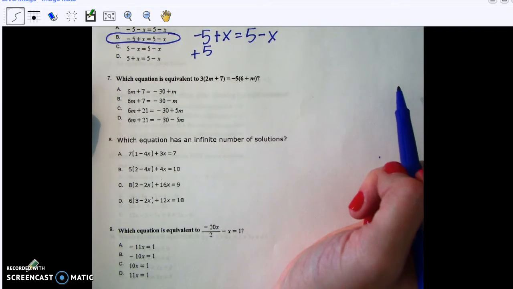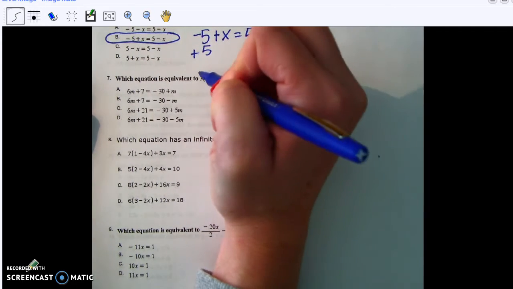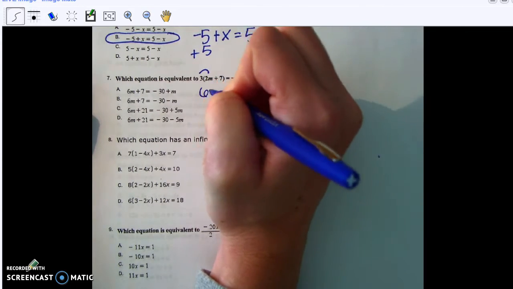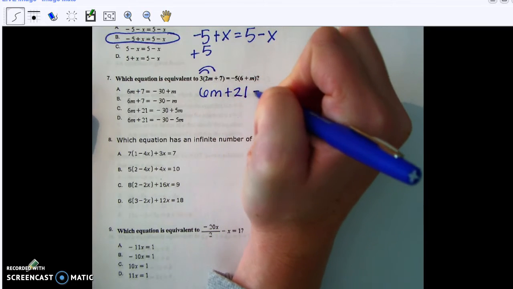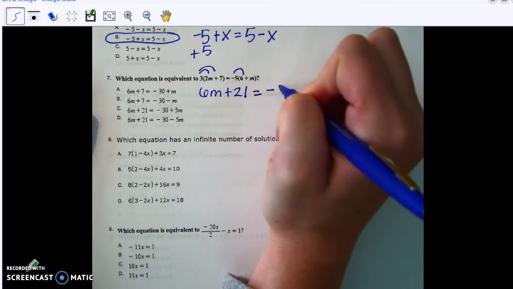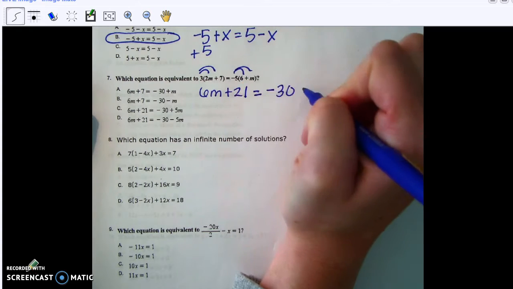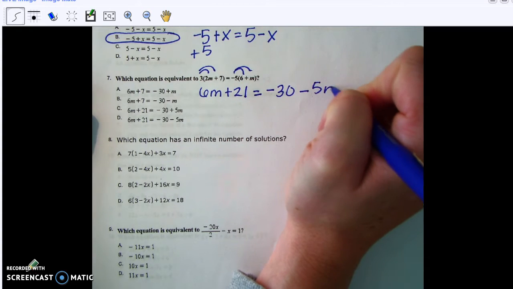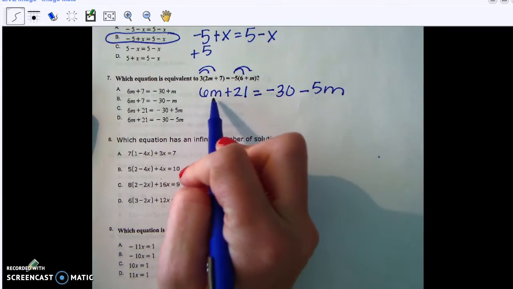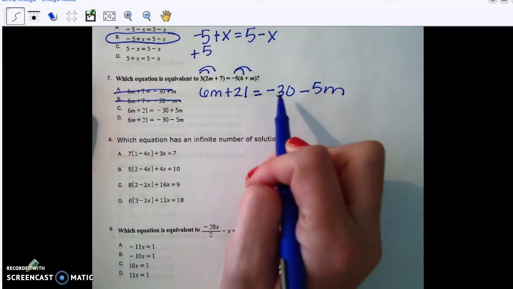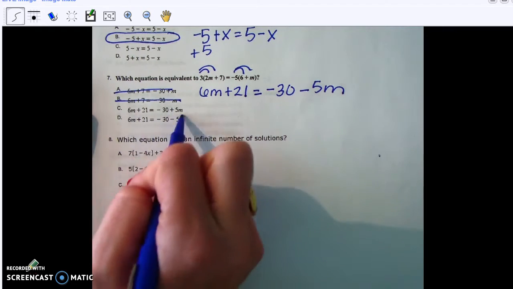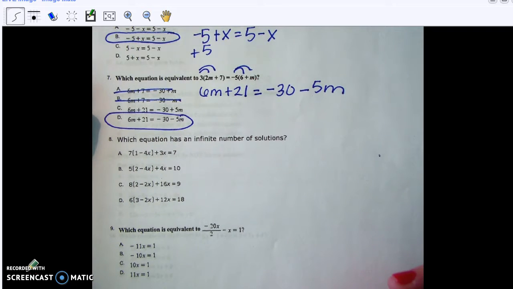Number 7, which equation is equivalent? Again, I'm going to distribute. 3 times 2 is 6m. 3 times 7 is 21. Equals negative 5 times 6 is negative 30. Negative 5 times m is negative 5m. 6m plus 21, so I can cross these two out. And then negative 30 minus 5m would be D.